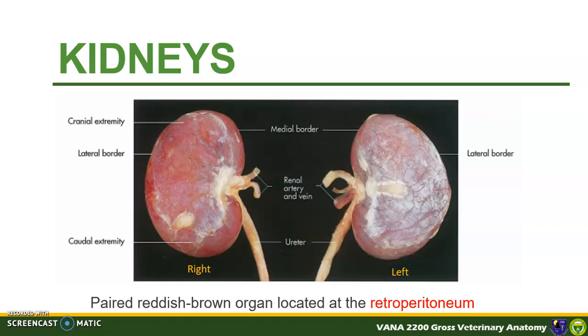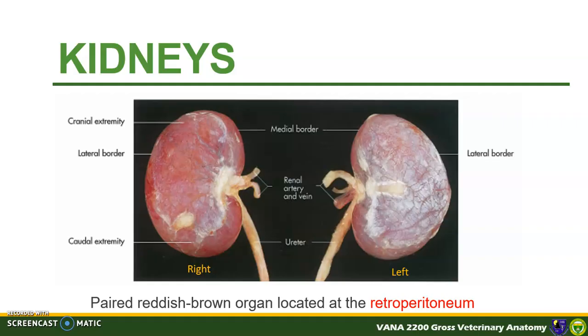In this slide, you can see that the kidney has different borders and extremities. The medial border is the side of the kidney where we can see the renal hilus. At the opposite side is the lateral border. The cranial extremity is also termed as the cranial pole, while the caudal extremity is termed as the caudal pole.